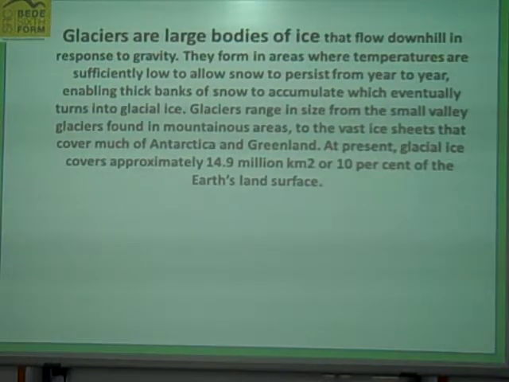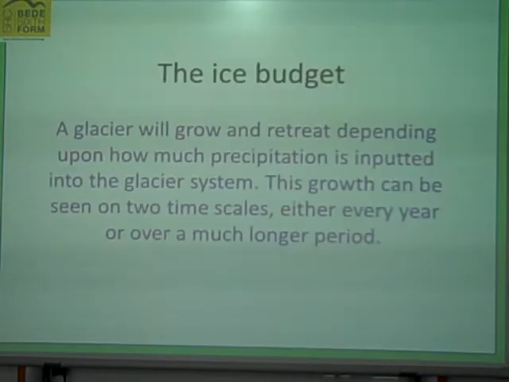One thing to remember is that glaciers, although large bodies of ice, do actually move. They form in areas where temperatures are sufficiently cold enough to allow them to exist from year to year, and they can range in size, from the very smallest valley to areas which cover huge continents. An example of areas where huge continents are covered are Antarctica and Greenland. Glacial ice is very important. At present, glacial ice covers nearly 15 million kilometres squared, or 10% of the Earth's land surface. This can relate to climate change due to the albedo effect.